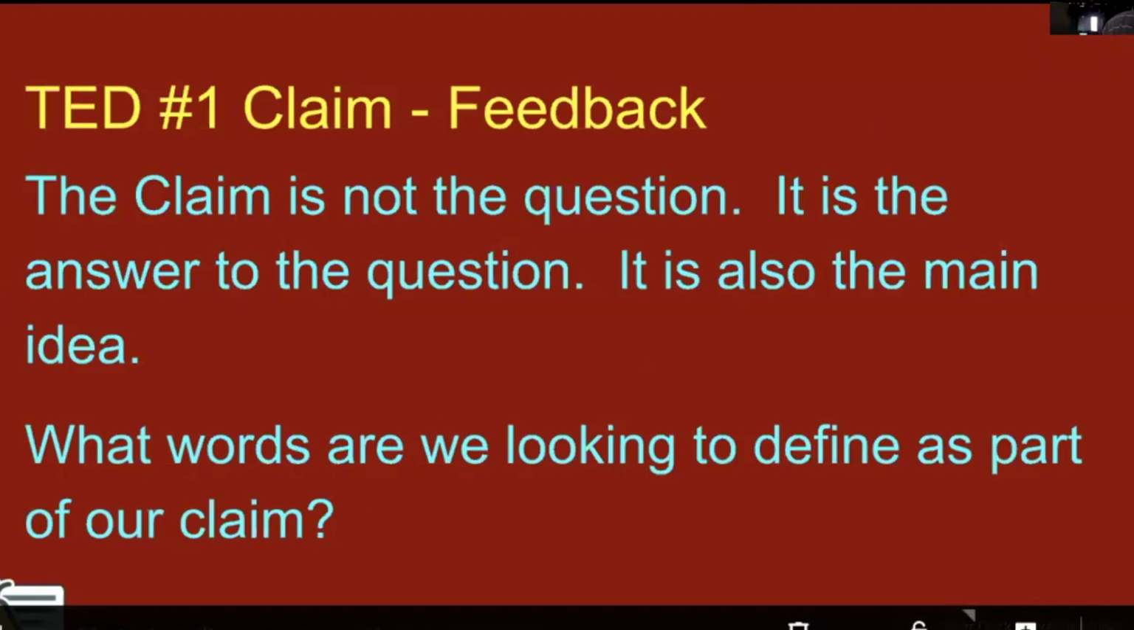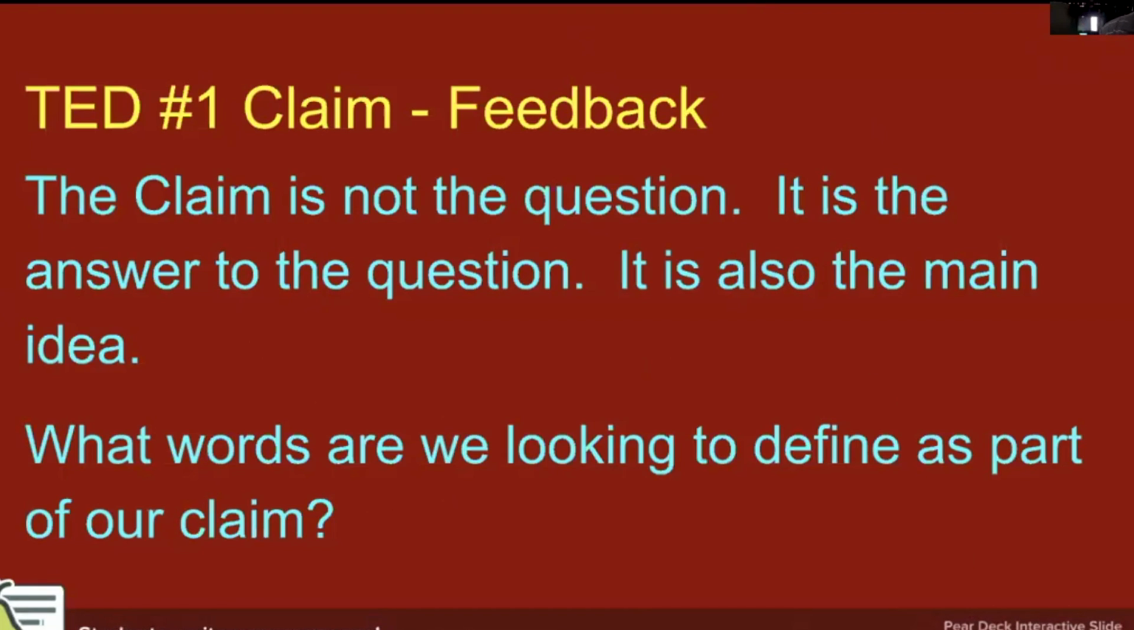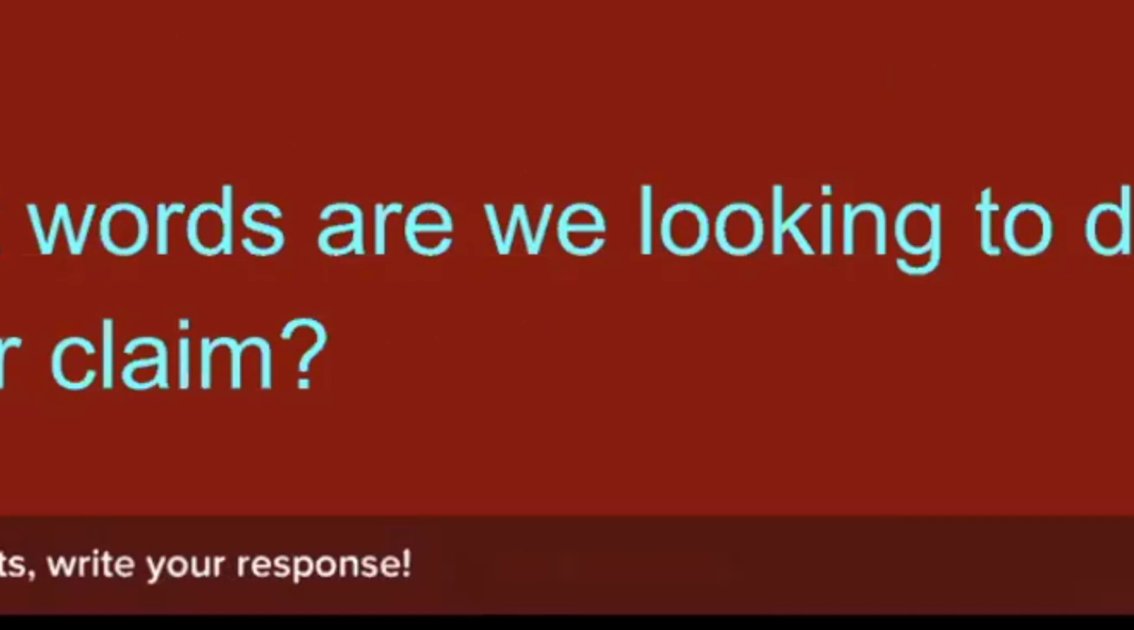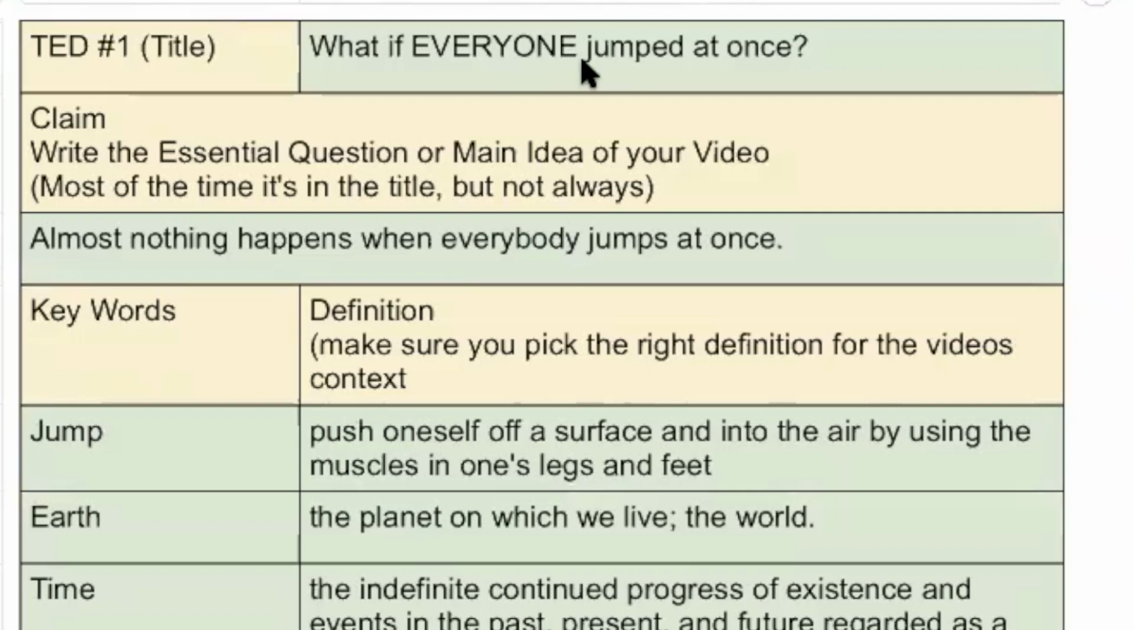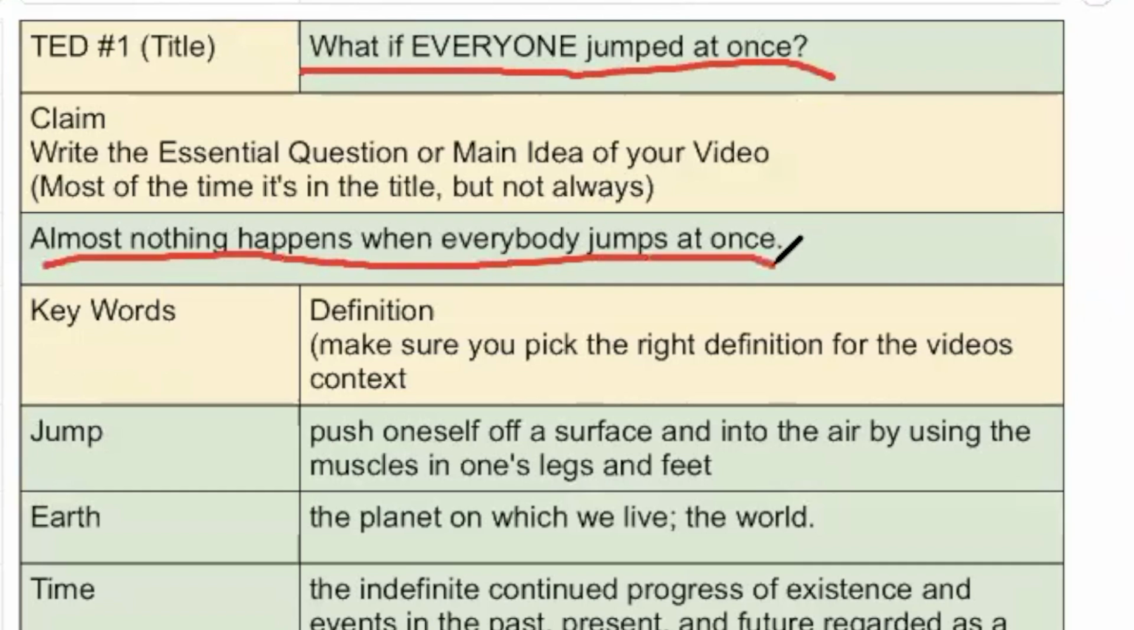So I'm gonna share with you a great example from a student who did a pretty good job, and I want to show you what they put, okay? So this one, what if everyone jumped at once? That's the question, but here's the claim. Almost nothing happens when everybody jumps at once. That's the answer to the question.